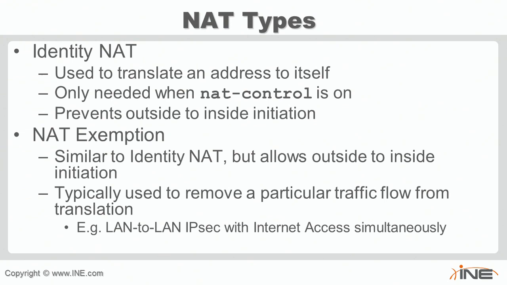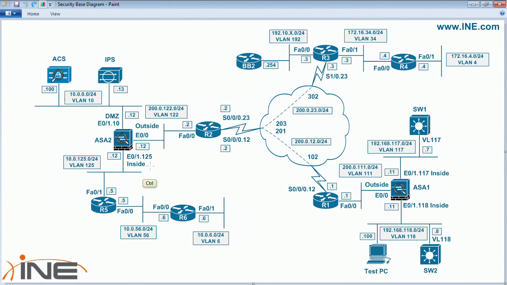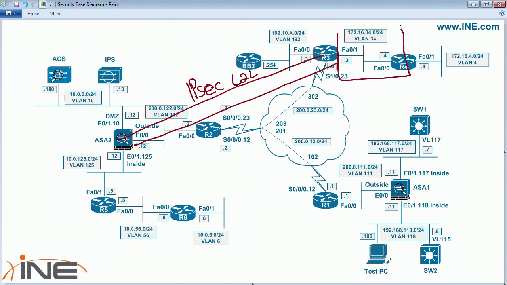I need to say that when traffic is moving from the inside interface to the DMZ, it should be exempt from the NAT process. I don't want it to hit the classifier. Now, typically you would normally use this with your IPsec configurations, where let's say that I had a tunnel that was from ASA 2 to router 3. And this is an IPsec LAN-to-LAN tunnel. And I am trying to encrypt traffic between the 172.16.34.0 network and the 10.0.125.0/24 network. So here I have the traffic routing over the tunnel.